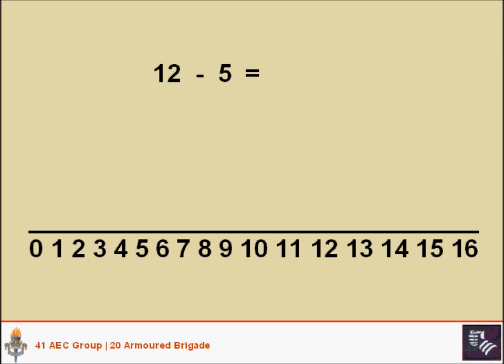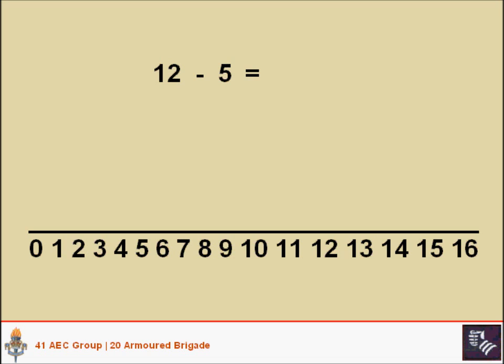The first method we're going to look at is using a number line. But first, we need to write down our sum, 12 minus 5. The numbers we're going to subtract are 12 minus 5. Now we draw our number line, as you can see on the board. I've drawn this line from 0 to 16, as the numbers I am going to subtract are 12 minus 5.